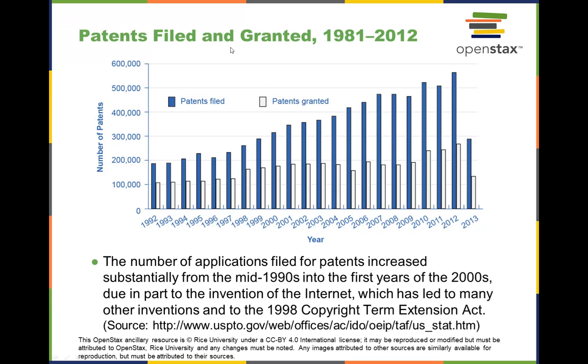Here you can see patents filed between 1981 and 2012. Patents filed and patents granted. So you can see not all of them are necessarily granted based on the existence of something else that's similar, or that another company has filed it, or that it basically is something that the patent office doesn't feel is worthy of a patent.